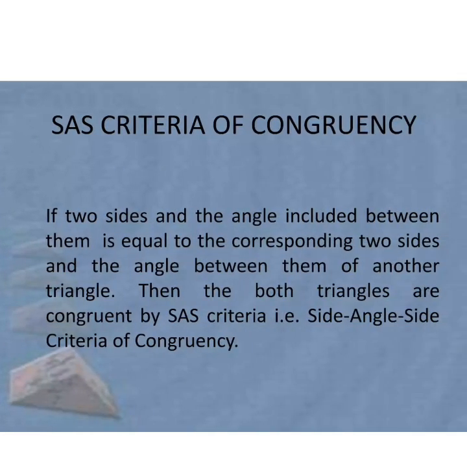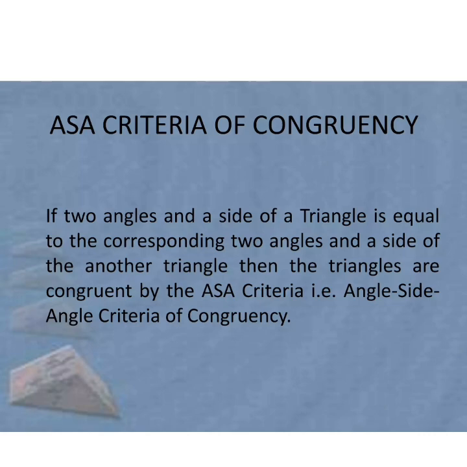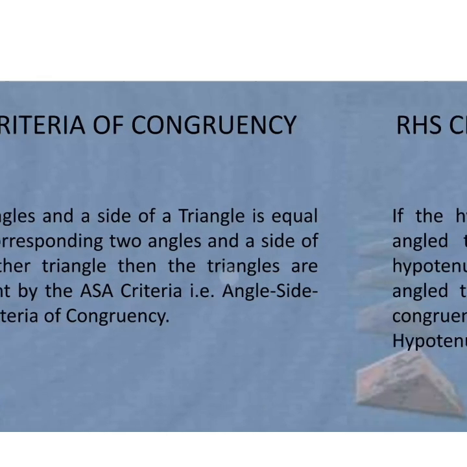SAS criteria of congruency. SAS means side angle side test. If two sides and the angle included between them are equal to the corresponding two sides and the angle between them of another triangle, then both triangles are congruent by the SAS criteria, that is side angle side criteria of congruency. ASA criteria of congruency. If two angles and the side of a triangle are equal to the corresponding two angles and the side of another triangle, then the triangles are congruent by the ASA criteria, that is angle side angle criteria of congruency.